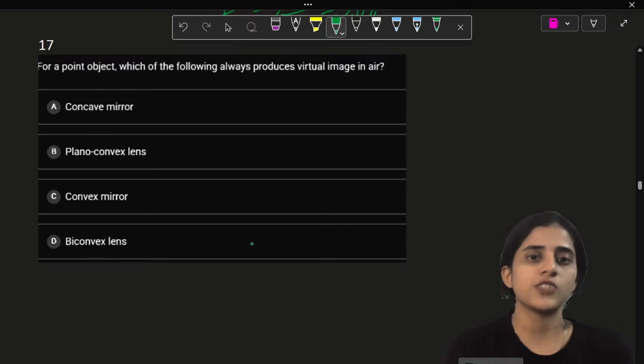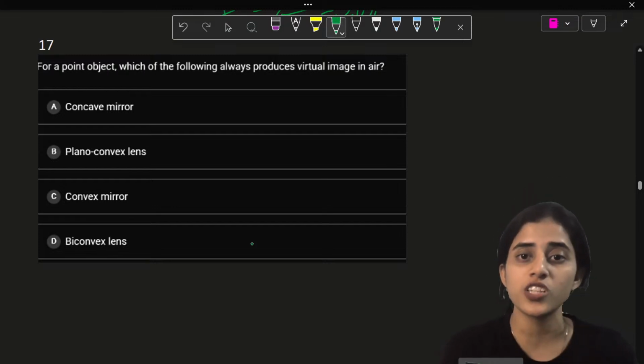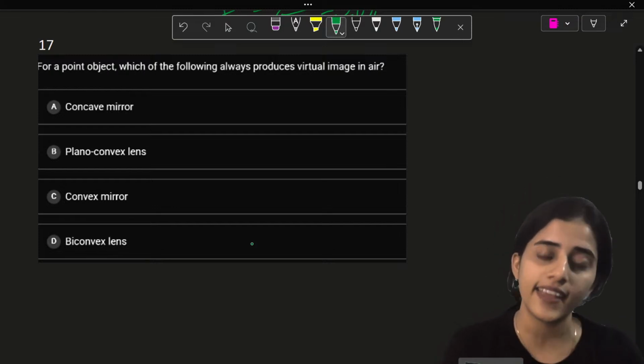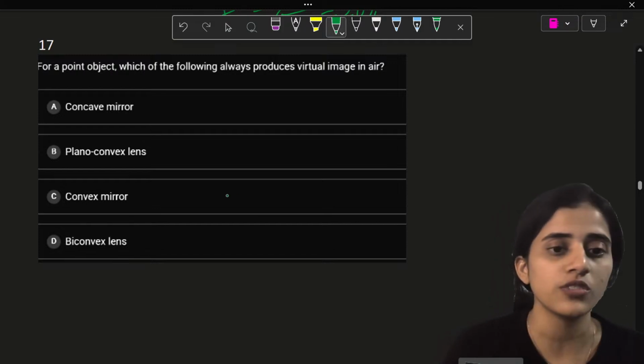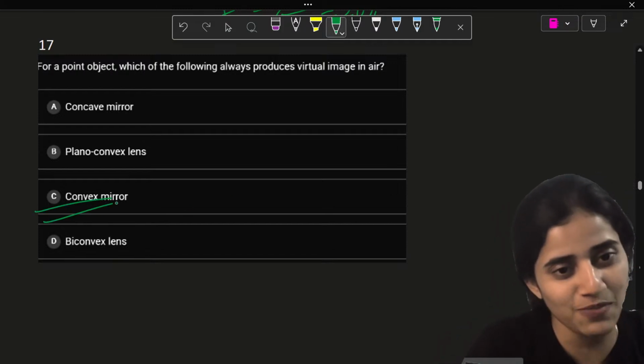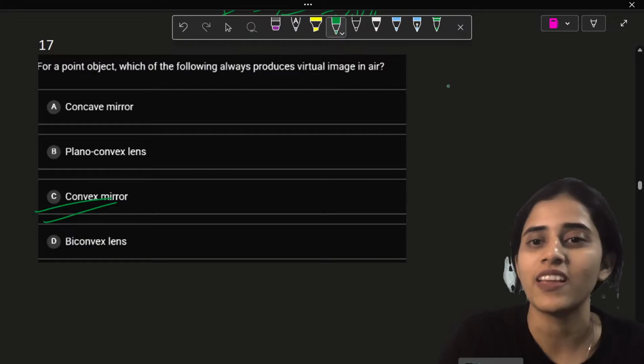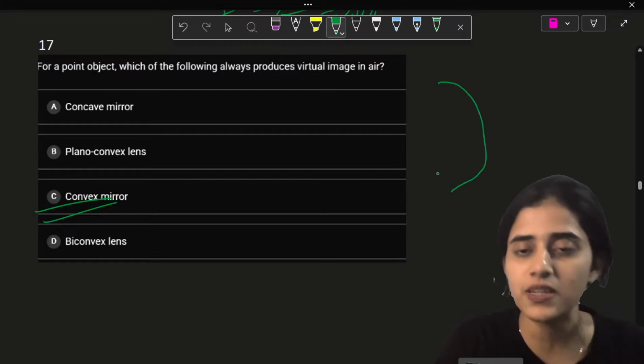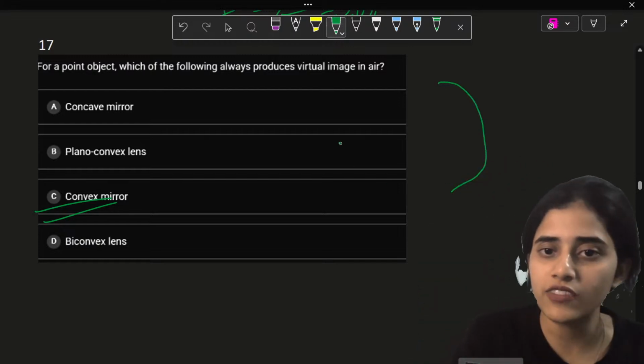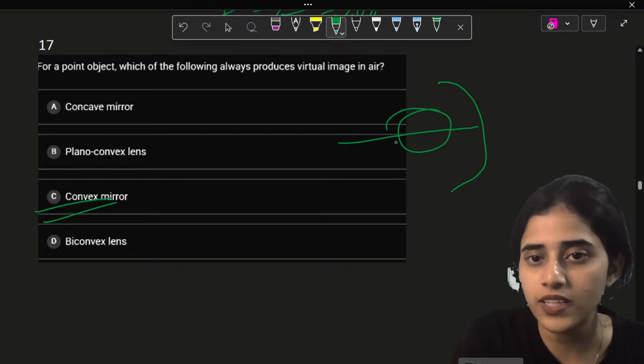Okay, for a point object, which of the following produces virtual images in air? So you should always know it is a convex mirror. That is something you should know. A concave mirror is a mirror that looks like a cave. So every time the image is formed here itself.